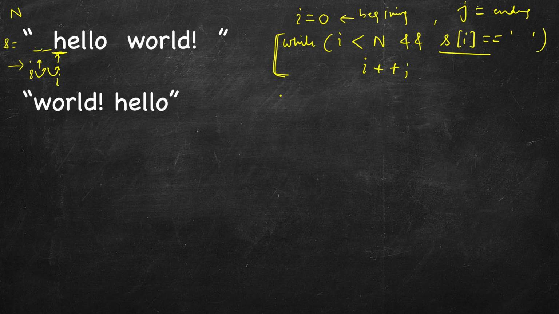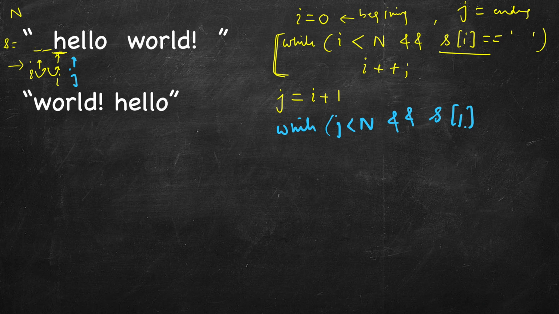Then we will have another variable j equal to i plus 1. So we will start j immediately next to it. So j is initialized here. And here what we will do, while j is less than n. So n minus 1 is the last index if the length is n. So that's why n is not a valid index. So we stop as soon as we reach n. And s of j is not equal to space. So j is less than n and this is not a space. So keep incrementing j.